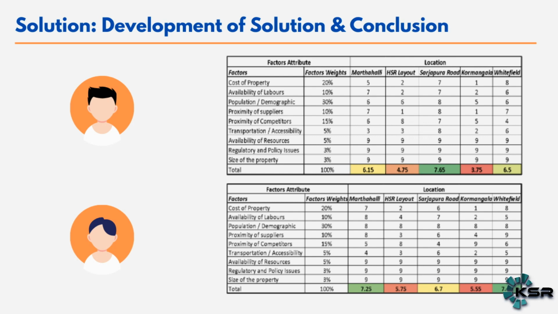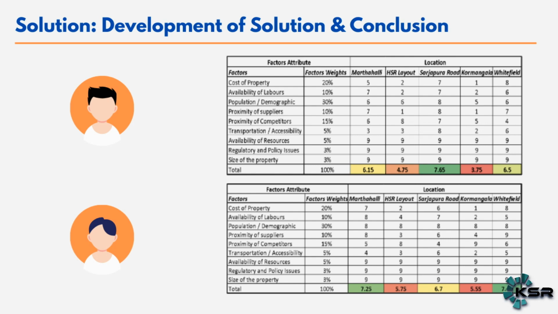So let's look at an example of how person A has rated different locations and what the score actually comes out to be. For cost of the property, person A thinks the property prices are much cheaper in Whitefield and he rates them higher because of the quotation he has received.